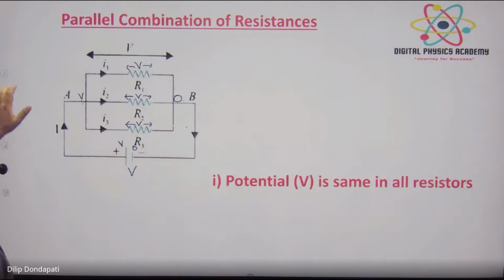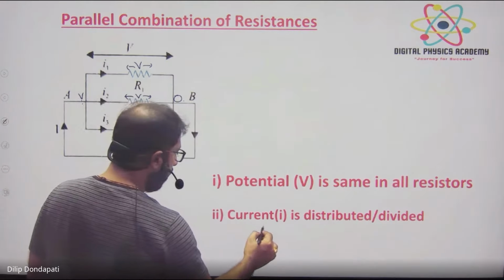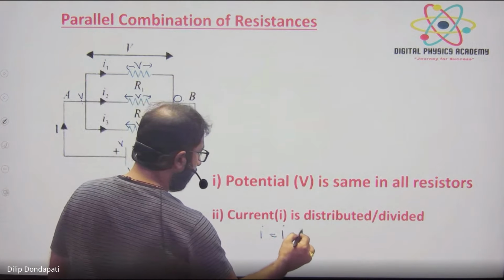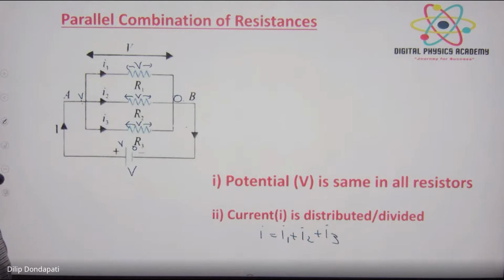So which one is not same? I1, I2, I3 is not same, and I is equal to, what is the formula? I is equal to I1 plus I2 plus I3. करंट डिवाइड हो रहा है, तीनों को ऐड करने से we'll get total current.